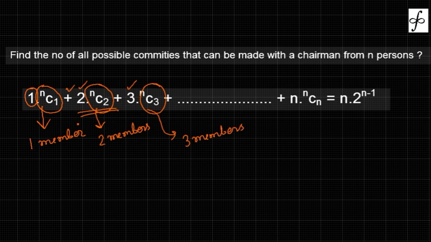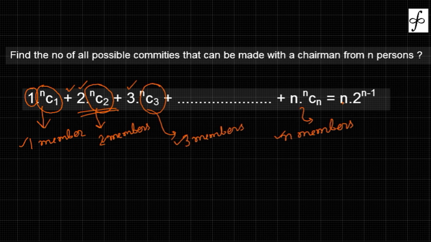In this way, these terms represent the number of committees with one member, two members, three members, and finally the number of committees with n members. These are all possible committee formations. A committee can have one member, two members, three members, or n members. So we can say that the answer to this question is the LHS.